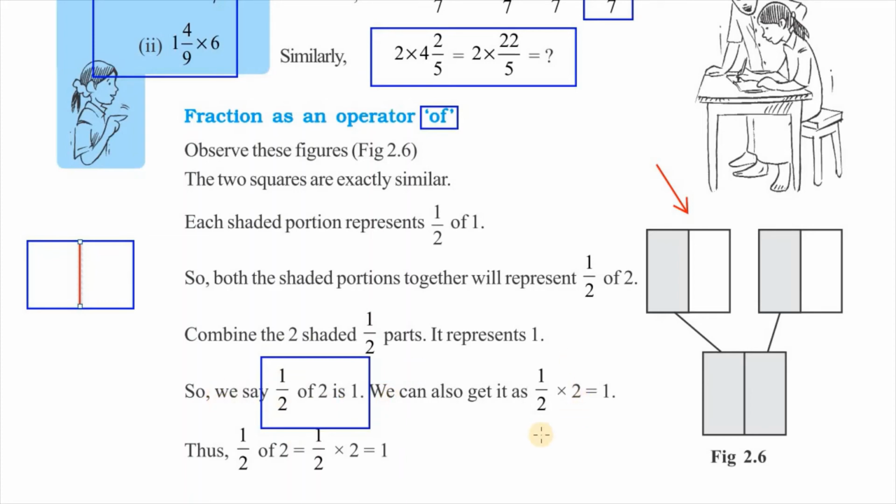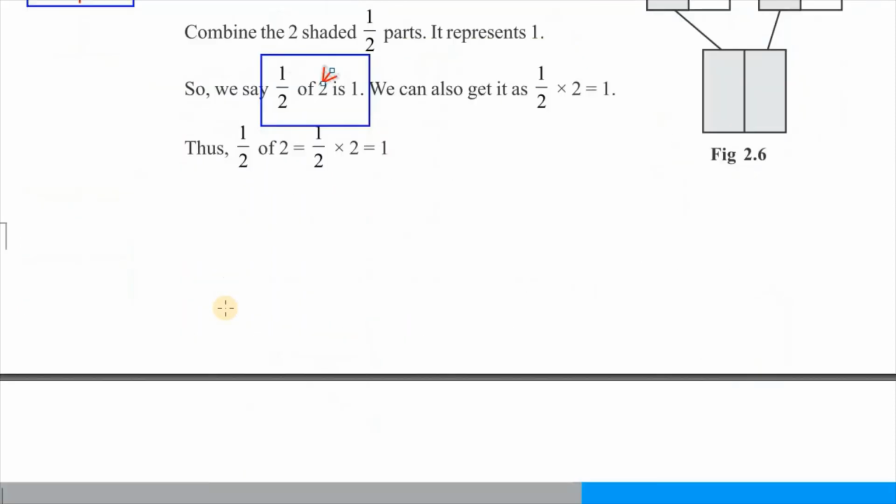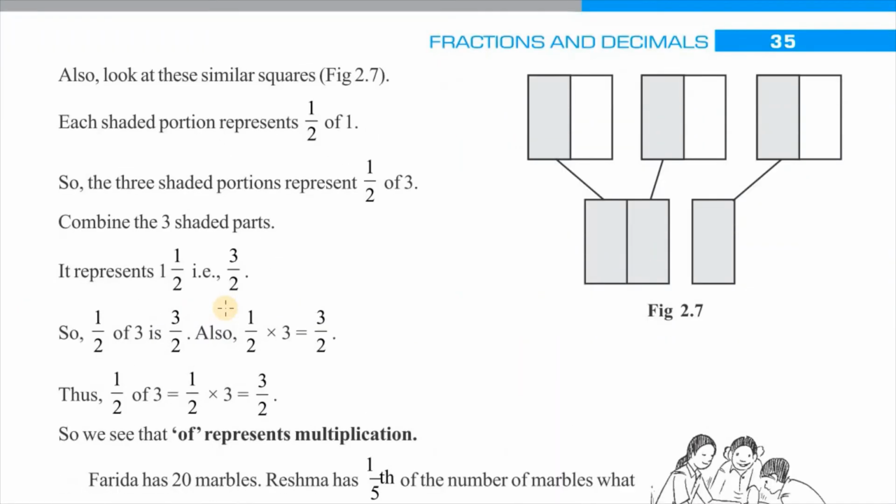And one way to do it is just to multiply it. So half into 2 is equal to 1. Thus, half of 2 is equal to half into 2, which is equal to 1. That is what this operator "of" represents. All you have to do is imagine that fraction of this whole. And we can get the exact value by multiplying that fraction with the whole number, like we learned in the previous section.